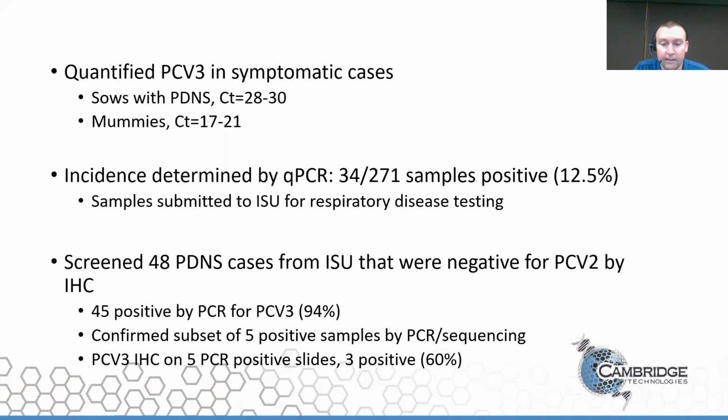The goal there was just to see: is this a unique virus to this North Carolina farm, or is this more widespread? And it certainly looks like the latter is the case. And what was really interesting, working with Pablo Pinheiro at ISU, is that we went back to the ISU archive and pulled all the PDNS cases where they failed to find PCV2 over the past few years. Of those, 94% were positive for PCV3. We also did IHC on those and were able to demonstrate PCV3 present in those lesions. So that's a fairly strong case for the association of PCV3 with PDNS and reproductive failure.